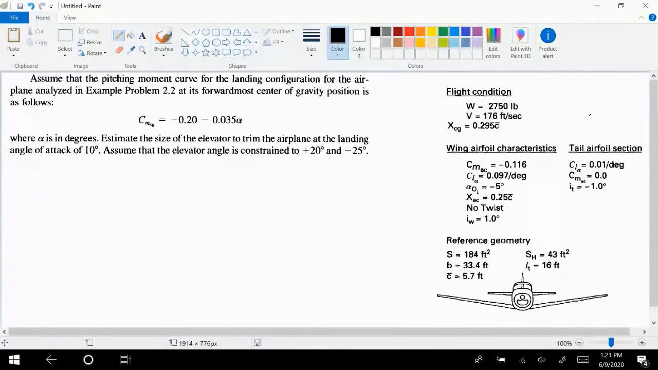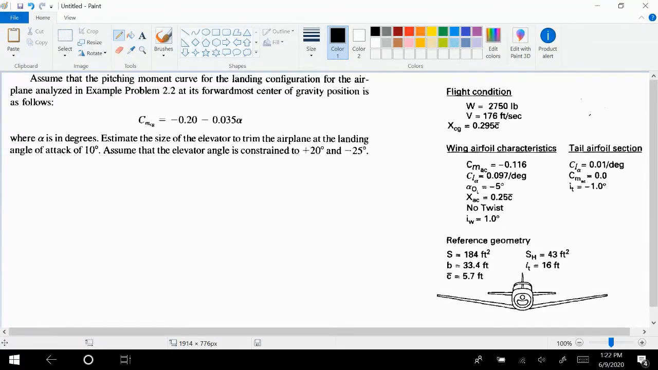Okay, so I'm going to discuss the solution to this problem, but at the same time, I will also use this problem as a context to talk about other things. So assume that the pitching moment curve for the landing configuration for the airplane analyzed in example problem 2.2 at its forwardmost center of gravity position is as follows. The equation for the moment coefficient about the center of gravity is given, where alpha is in degrees.